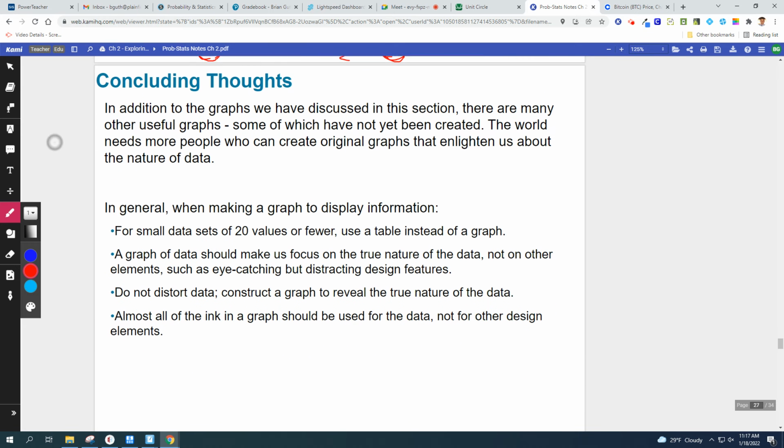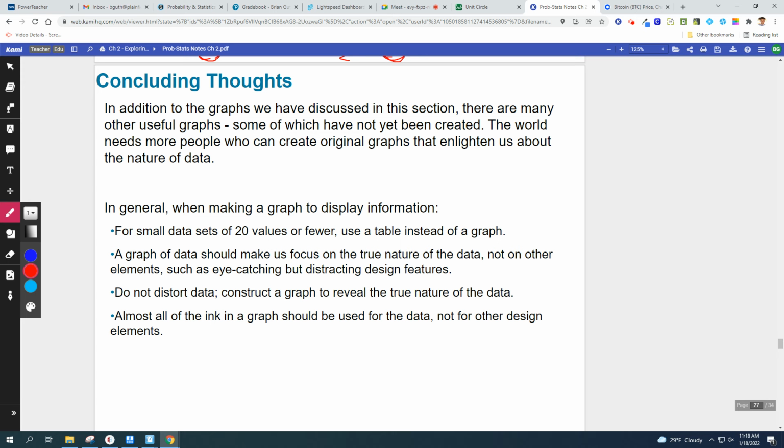Concluding thoughts. In addition to the graphs we've discussed in this section, there are many other useful graphs, some of which haven't yet been created. The world needs more people who can create original graphs that enlighten us about the nature of data. I don't know if you've ever played around with Excel, but you can do a lot of these graphs on a spreadsheet program. Anyway, I've shown you some of the main ones that will come up.